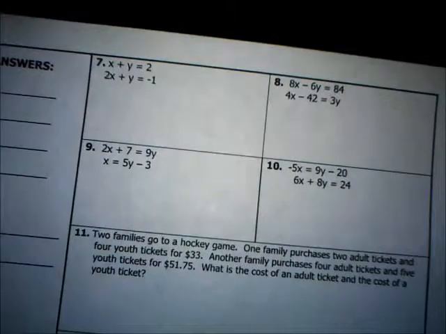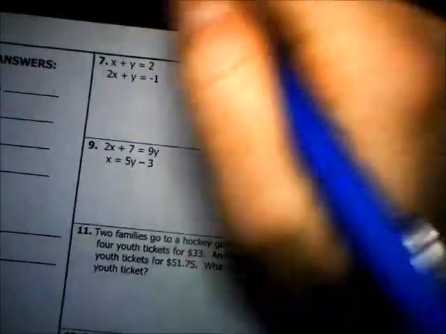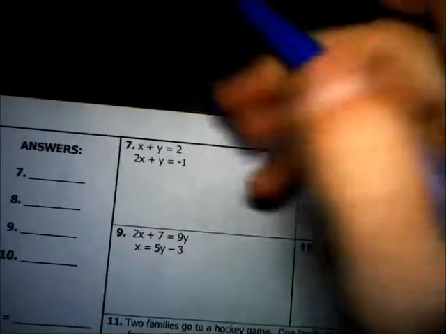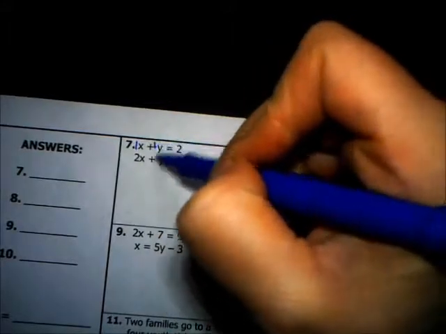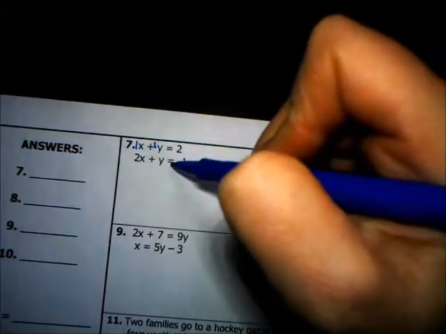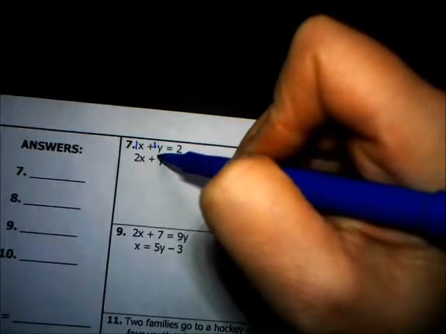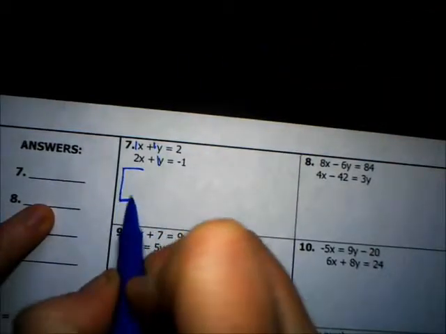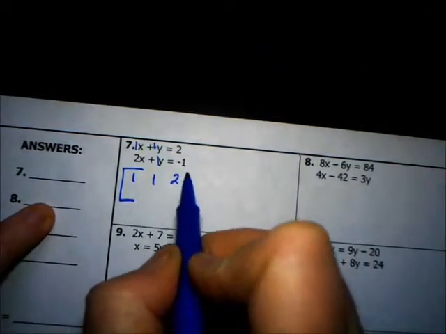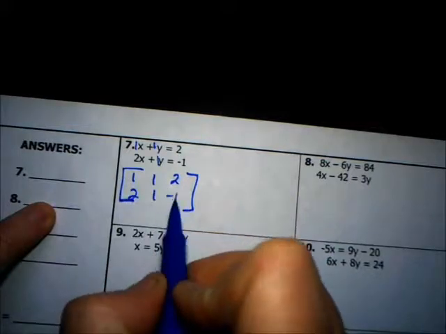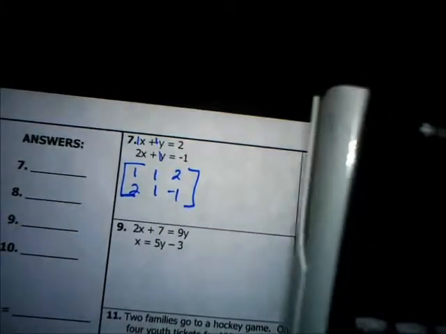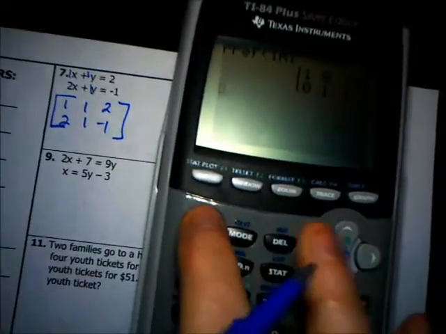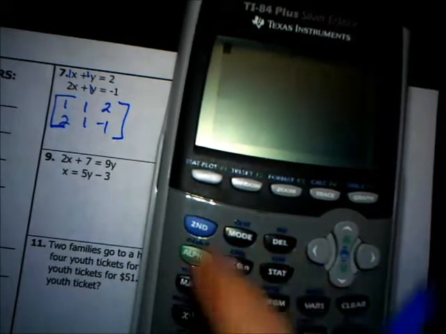Alright, let's go to number 7. Is it written correctly? Well, if I look at it, the x's line up, the y's line up, the equals line up, and the constants line up, so yes, this is okay. So if I pull off the coefficients and the constants, now let's put it into our calculator.